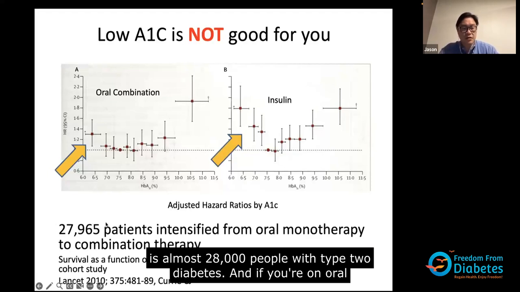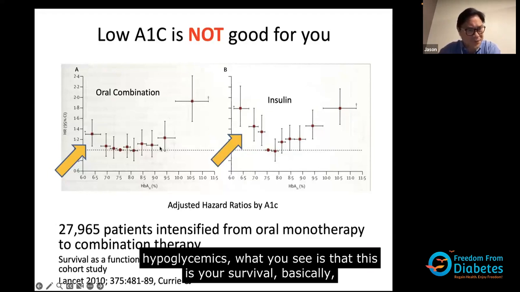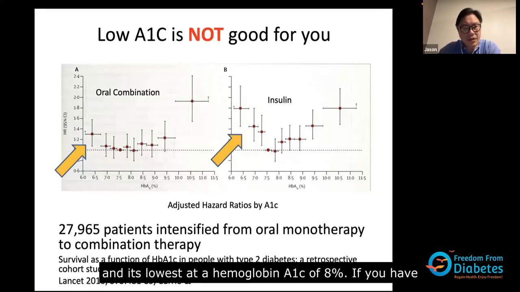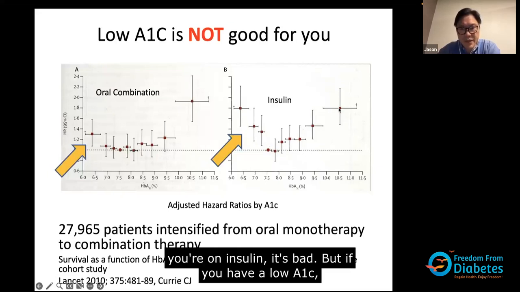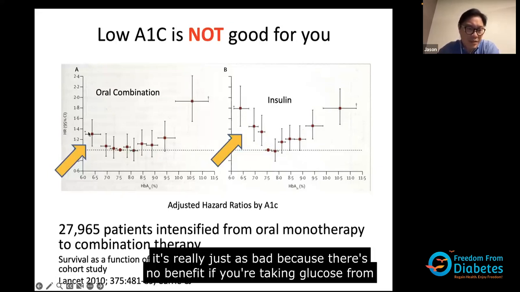This is almost 28,000 people with type 2 diabetes. And if you're on oral hypoglycemics, what you see is this is your survival, basically. It's lowest at a hemoglobin A1C of 8%. If you have an A1C of 10, 11%, it's quite bad, right? Same as if you're on insulin, it's bad. But if you have a low A1C, it's really just as bad because there's no benefit.